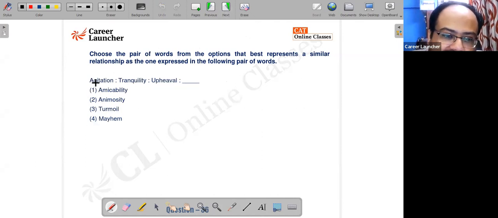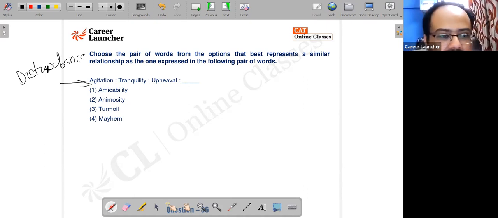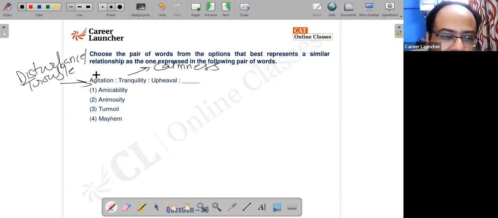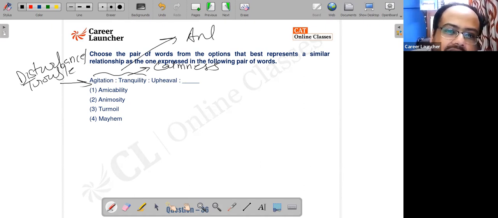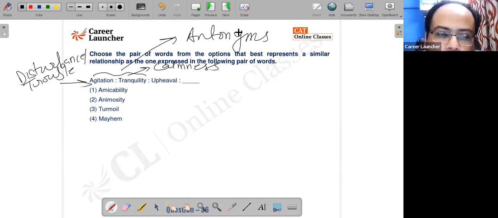Next question, agitation is to tranquility. Agitation is basically disturbance or trouble. So it's a negative word. Tranquility is calmness. So agitation and tranquility, these are antonyms.